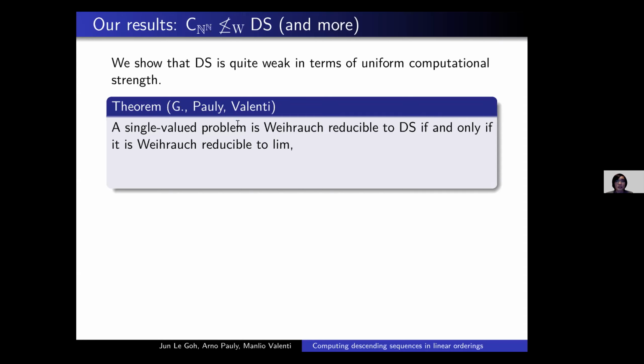Another way to rephrase this result is the following expression. Over here, we are looking at all of the single valued problems, these are the f's, which are reducible to DS. And we are taking their sup with regards to Weihrauch reducibility, and that sup is Weihrauch equivalent to lim. Later I will prove a result that is quite similar to this. I'm not going to give the proof of this now, but first I should tell you how this actually implies the separation that I claimed in the title.